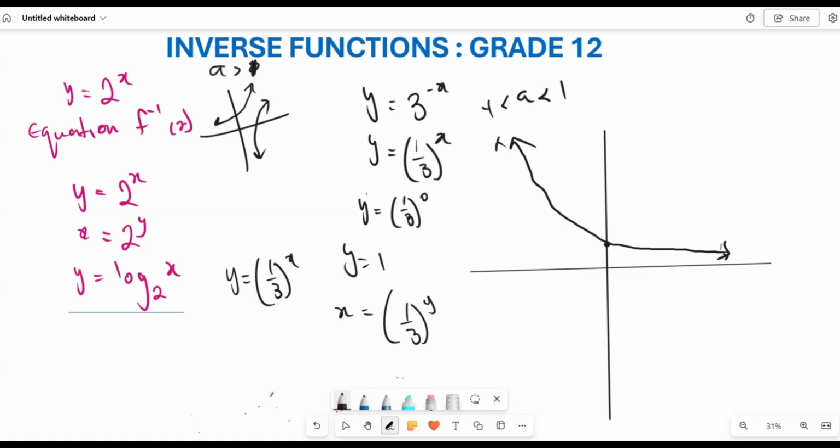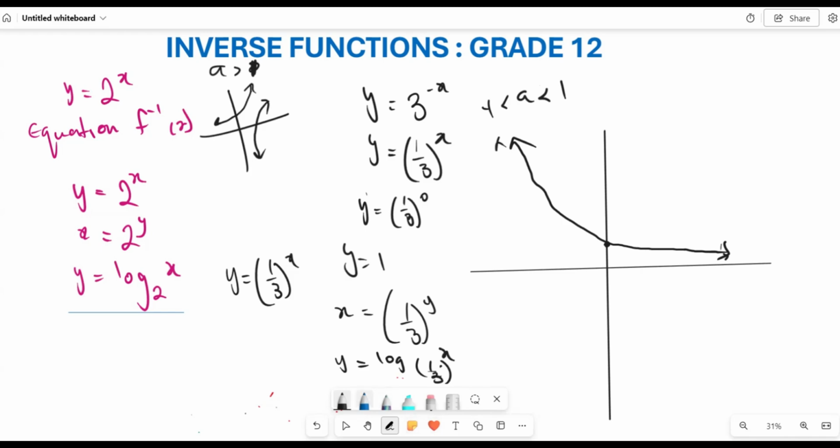y, right? And then from here, what do we do? We want to make y the subject of the formula, which means y is going to be the same as log of whatever that is, in base 1 over 3, and then this is the same as x. Are we together? Now this will be the inverse.